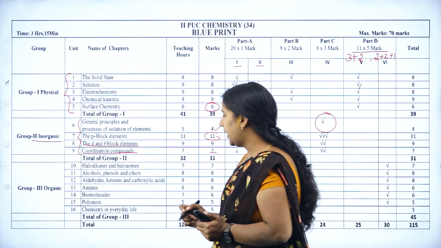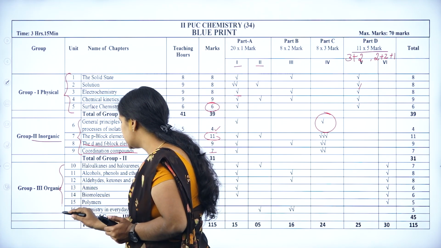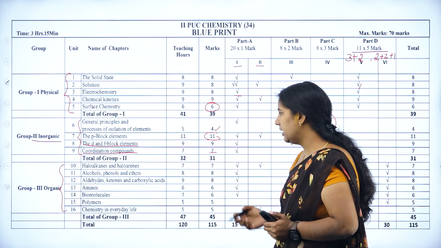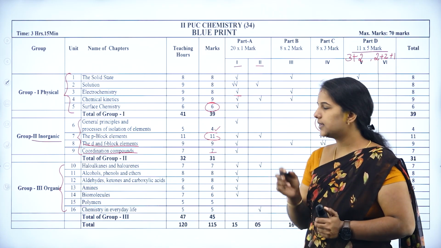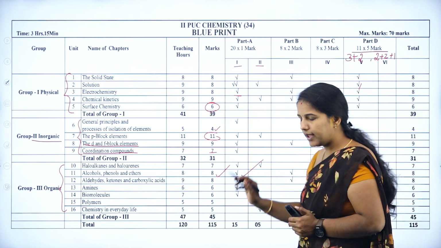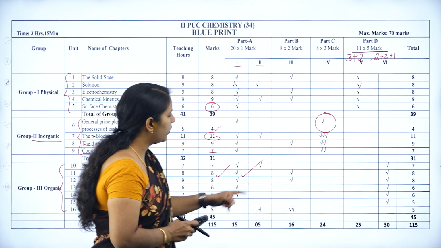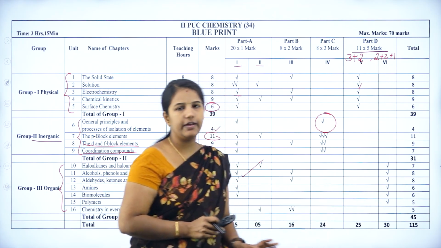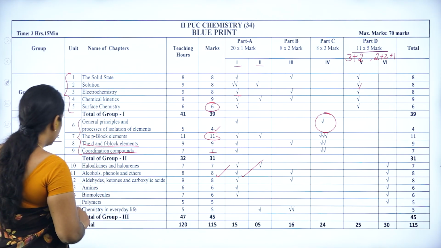Coming to organic chemistry, in organic chemistry 7 units are there. You can see that in haloalkanes and haloarenes, 8 marks will be allotted. There is 1 choose the correct answer, 1 2 mark question, and directly we can expect 1 5 mark question.